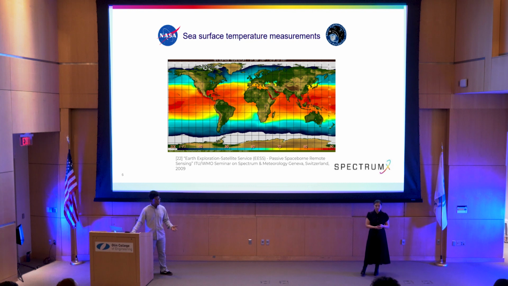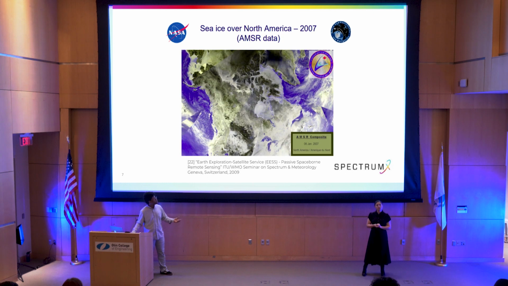And here are some images from the EESS. These were presented at a Switzerland conference on ITU and WMO. Here you can see the surface temperature across the entire planet, and you can see North Atlantic sea ice here back in 2007. Since then, it has likely dramatically changed, but the EESS executes very important imaging of our planet for environmental purposes.